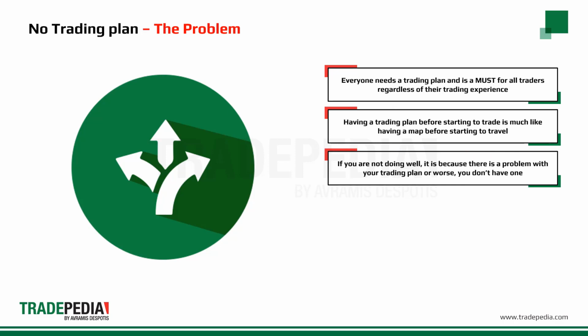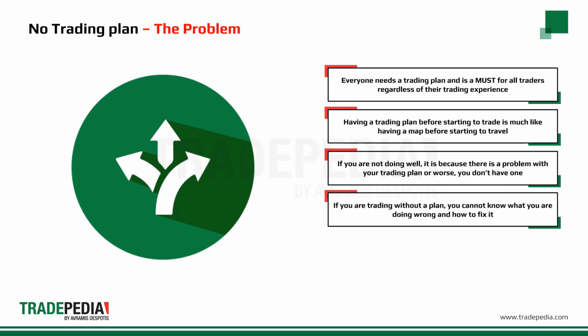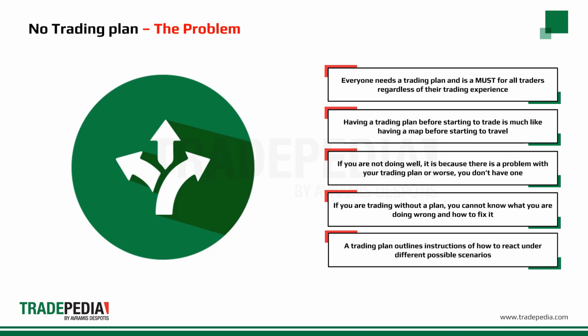If you're not doing well in trading, it is because there is a problem with your trading plan, or worse, you don't have one. If you are trading without a plan, you cannot know what you are doing wrong and how to fix it. A trading plan outlines instructions of how to react under different possible scenarios. Through repetition, this process starts to build the good habits needed to become one with the trading plan, until following your trading plan becomes second nature. Trading psychology is what guides traders through following and executing their plan.